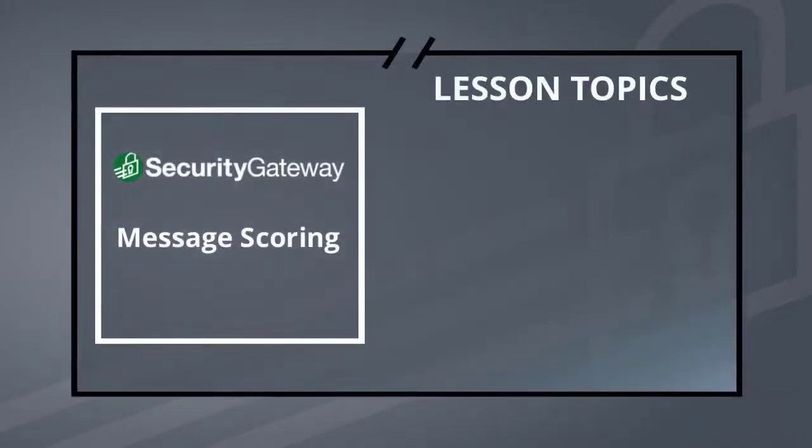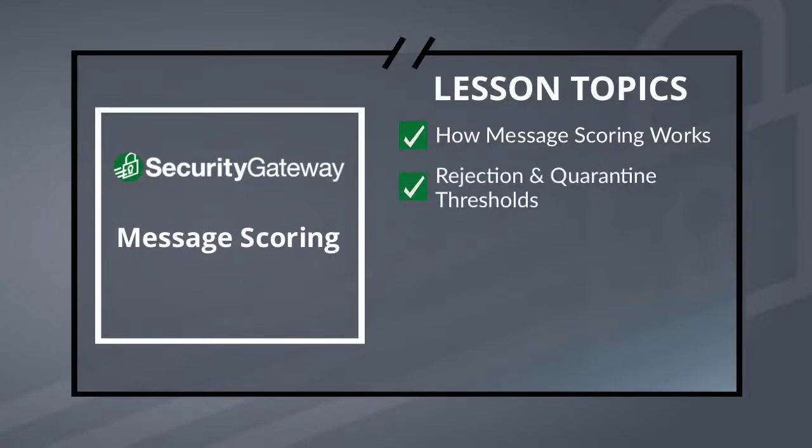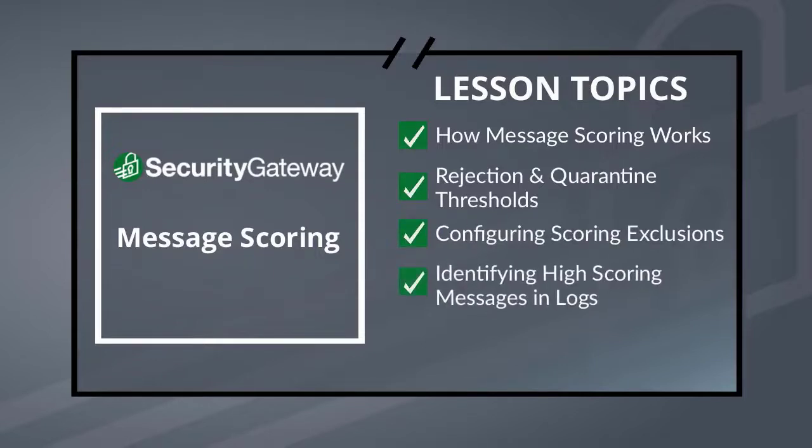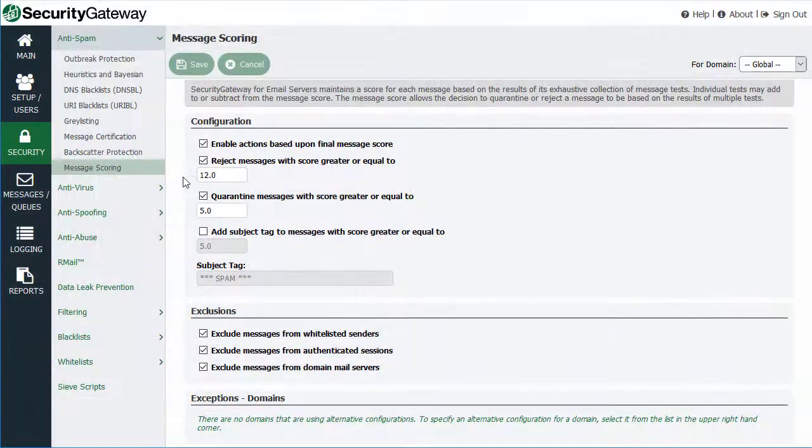This lesson covers the following topics: how message scoring works in Security Gateway, setting rejection and quarantine thresholds based on message scores, configuring message scoring exclusions, identifying high-scoring messages in the message logs, and how to identify message scoring results in the message transcripts.